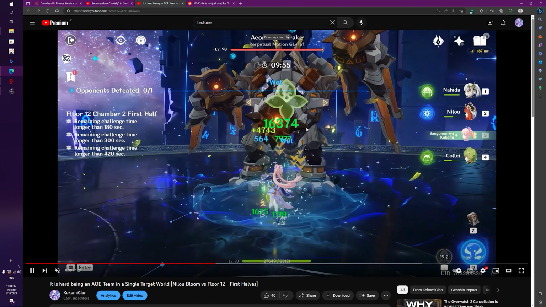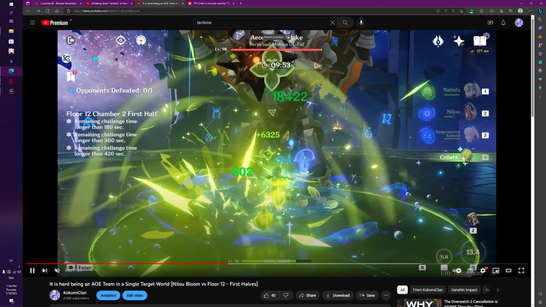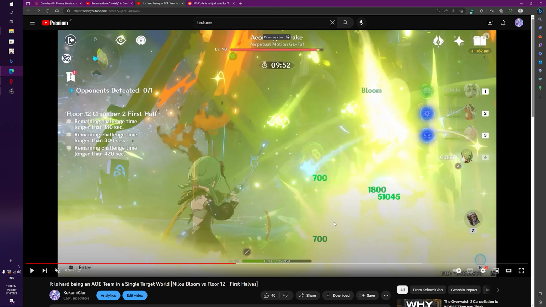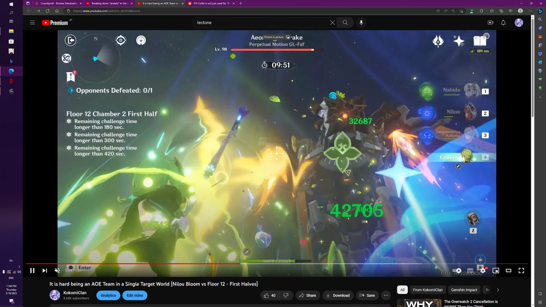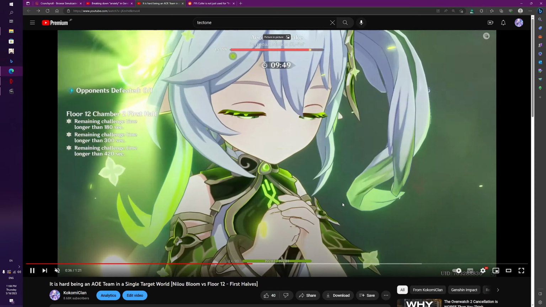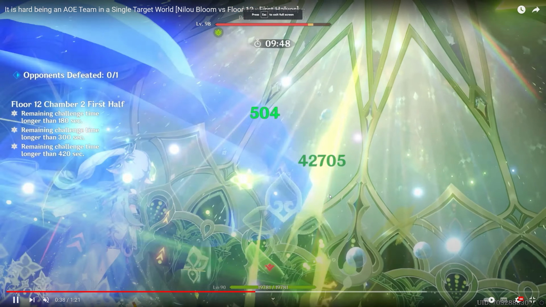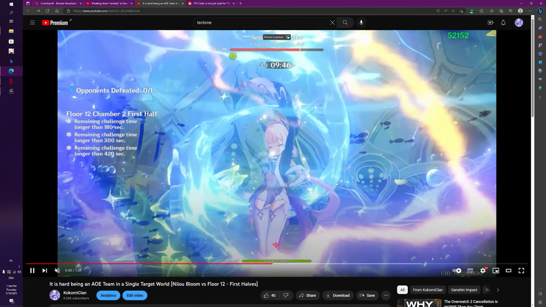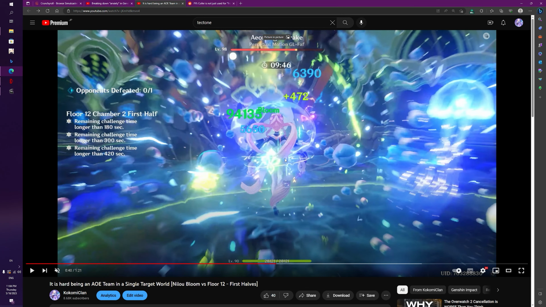So we're going to play here, and look what I'm going to do. I'm going to use Collei's elemental burst, but did you notice what I did there? I used her elemental skill. So I threw the boomerang, and the boomerang is now precisely going to return at this point in time back to my active character. And here you can see there's a little floral ring.